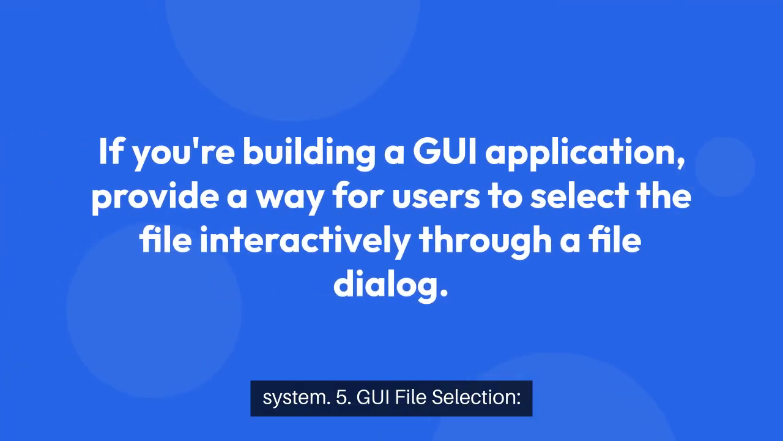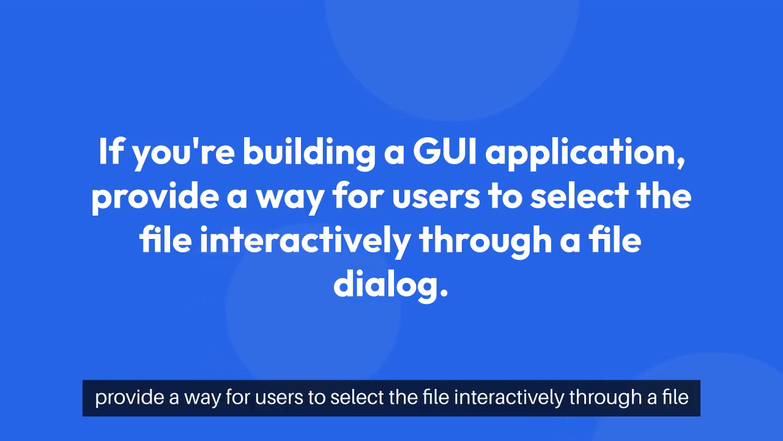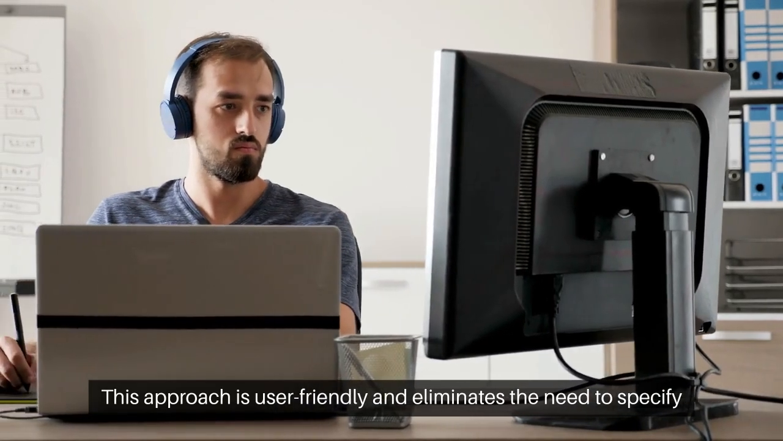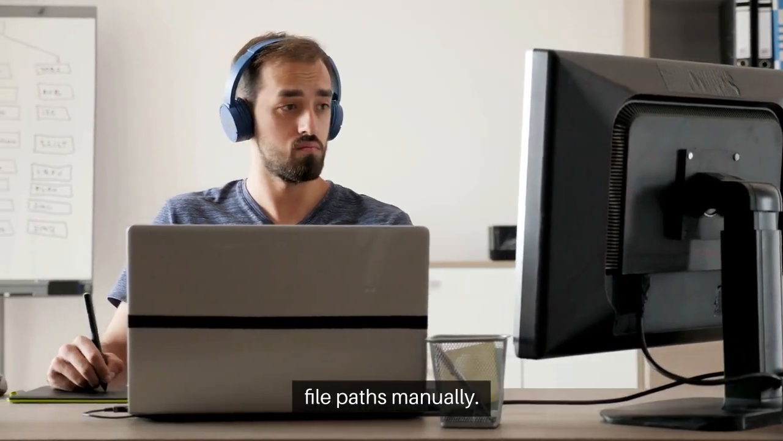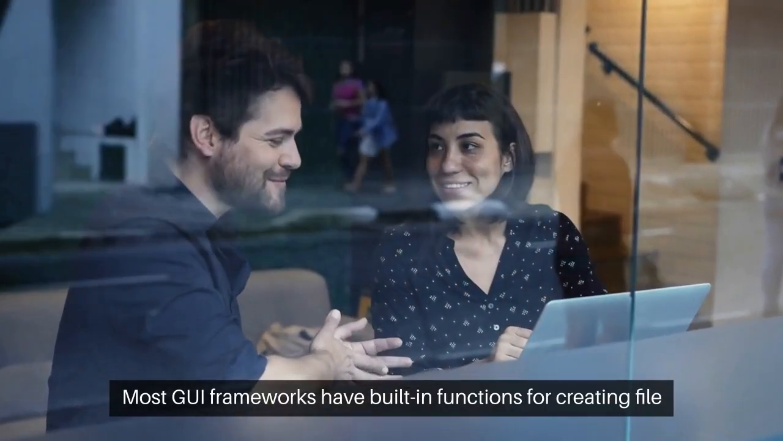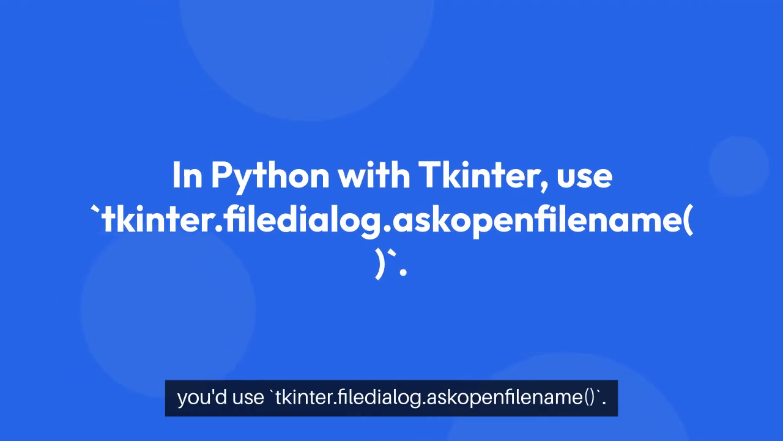5. GUI file selection. If you're building a graphical user interface, GUI application, provide a way for users to select the file interactively through a file dialog. This approach is user-friendly and eliminates the need to specify file paths manually. Most GUI frameworks have built-in functions for creating file dialogs. In Python with Tkinter, you'd use tkinter.filedialog.askopenfilename.